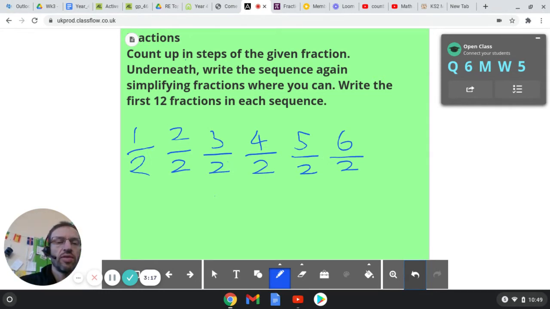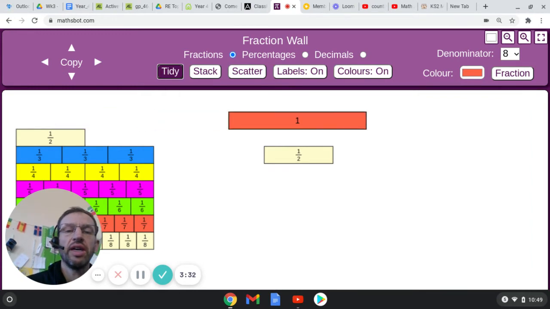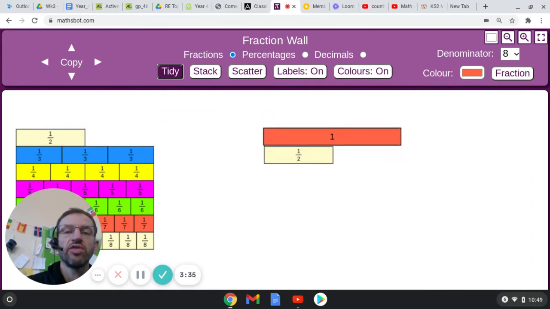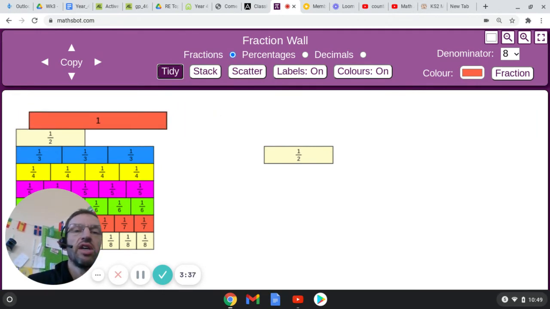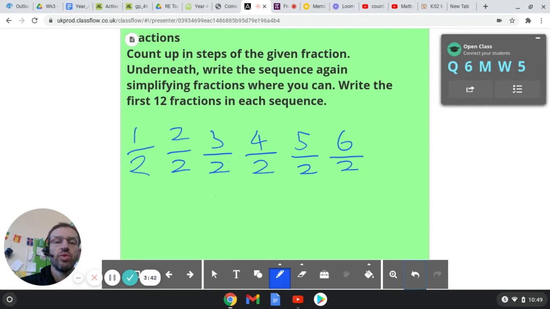So a half, can I change a half into anything else which is above the half on the fraction wall? If I tidy up my fraction wall and grab a half, there's nothing above it. Remember, I need to look above the half, and I've only got a 1 there. I can't simplify that fraction. It's far too big to make it a 1. So the half is going to have to stay as it is. However, 2/2, I'm going to write it out again because that's what it says. Write the sequence again. So I'm writing it again underneath, and I'm going to leave that as a half.